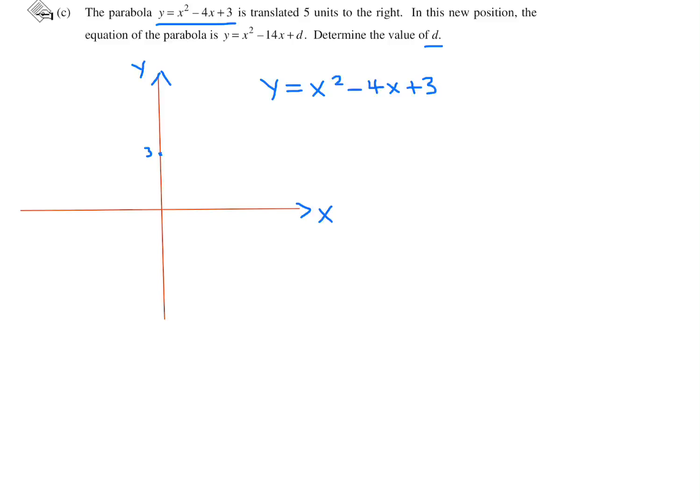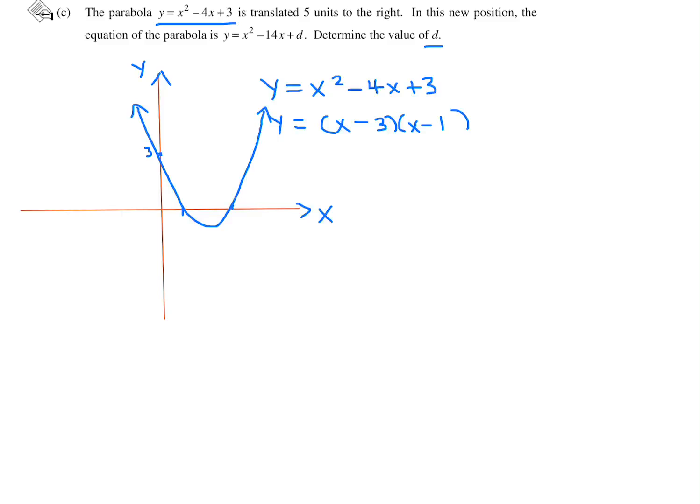And I could probably factor this. So I'm going to do that. y is equal to, let's see here, x minus 3 times x minus 1. All right. So that gives me my roots basically. x is positive 1 right here, and x is also 3. So approximately here. This graph looks something like this, approximately. Not the greatest sketch in the world, but you get the idea.